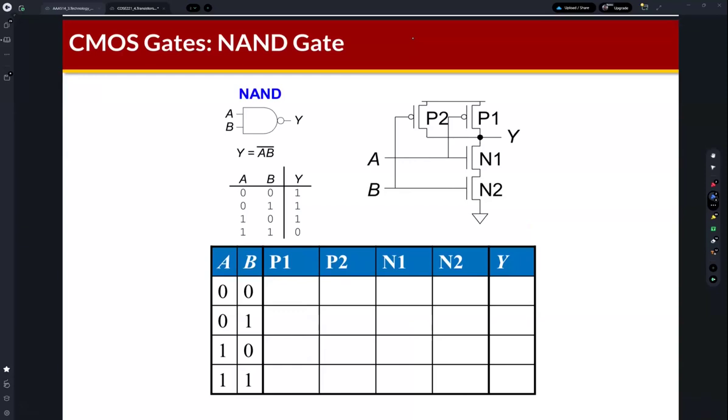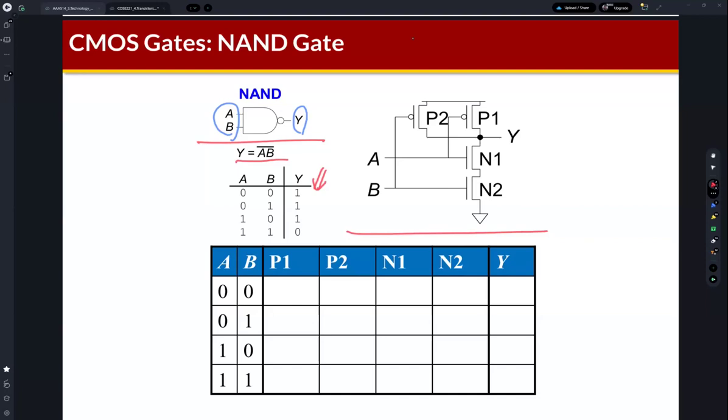How about the NAND? The NAND gate has two input signals, two input nodes, and one output node. This is the symbol of the NAND gate. It's an AND with a bubble, right? It's inverted. AND is inverted. So this is the Boolean equation, and this is the truth table of the NAND gate, right?